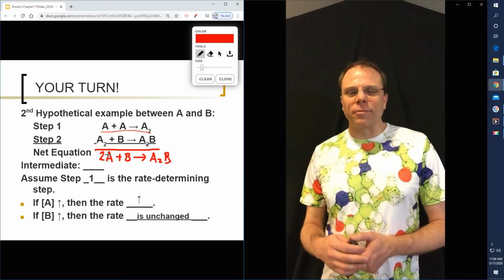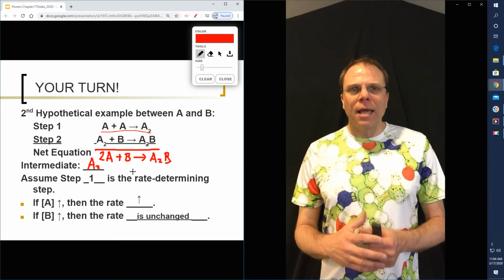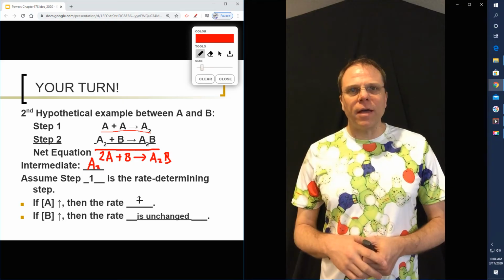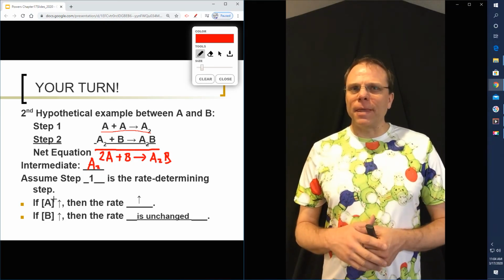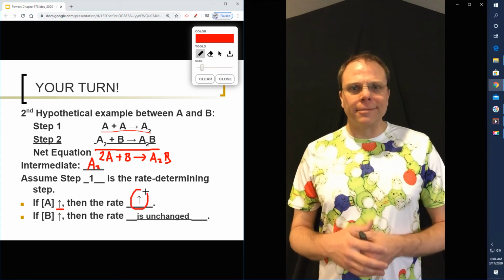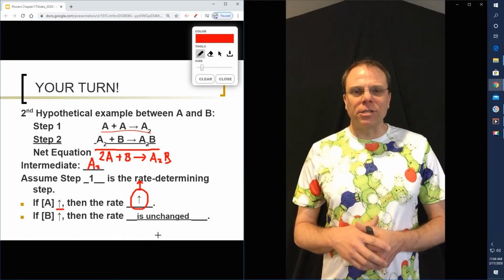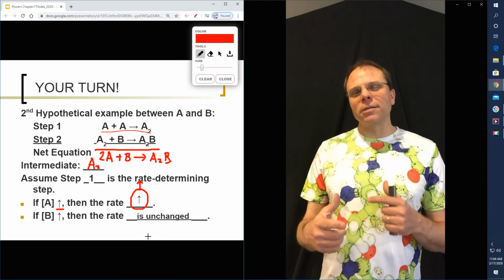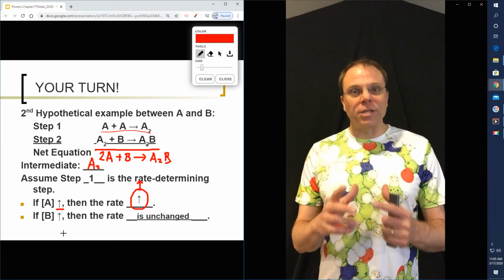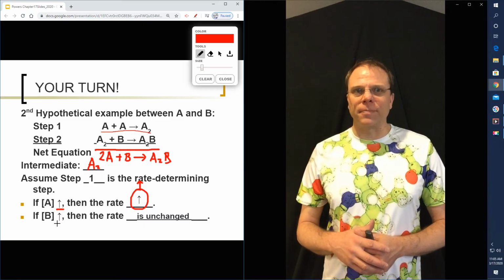And assuming step 1 is the rate determining step, what happens to the overall rate of the reaction if I increase, in brackets, my concentration of A? Well, that first step is our rate determining step. And if I have more A colliding with more A, it stands to reason I'm going to have more A2. So that should make my reaction speed up. If you change concentration in that rate determining step, you should be changing the rate of your reaction.